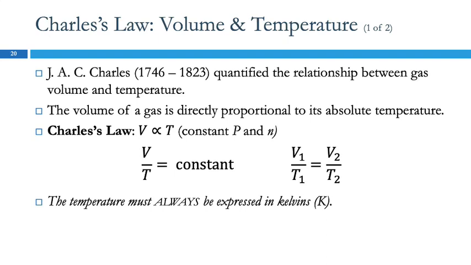Another simple gas law looks at the relationship between volume and temperature, and this is known as Charles' law. He lived in the 1700s and 1800s. He found that the volume of a gas was directly proportional to its absolute temperature. And so this is very important: when we're talking about gases, the temperature must always be expressed in kelvins.